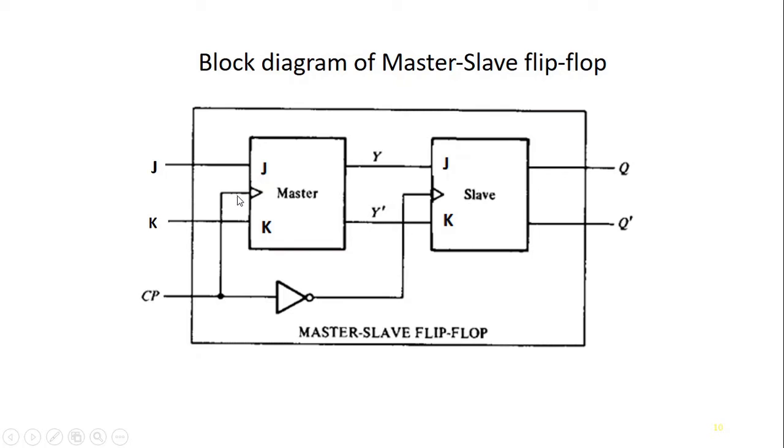During the positive edge of the clock, the J and K inputs of the master is reflected in the outputs Y and Y dash. In the negative edge of the clock, this Y and Y dash acts as the inputs for the slave, and there you will get the output as Q and Q bar. What the master is doing in the positive edge is repeated by the slave in the negative edge of the clock pulse.